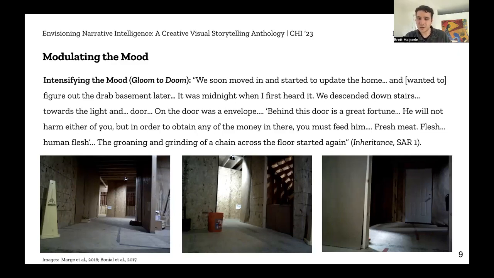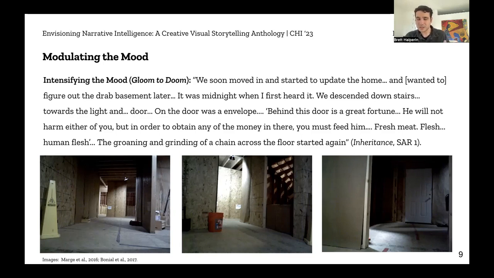We soon moved in and started to update the home and wanted to figure out the drab basement later. It was midnight when I first heard it. We descended downstairs toward the lighted door. On the door was an envelope. Behind this door is a great fortune. He will not harm either of you, but in order to obtain any of the money in there, you must feed him. Fresh meat, flesh, human flesh. The groaning and grinding of a chain across the floor started again.